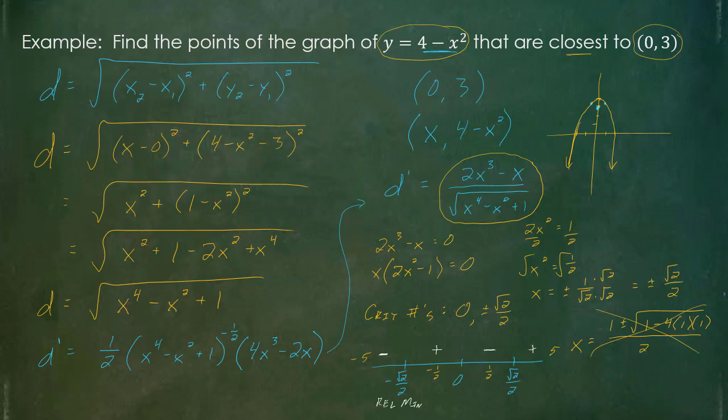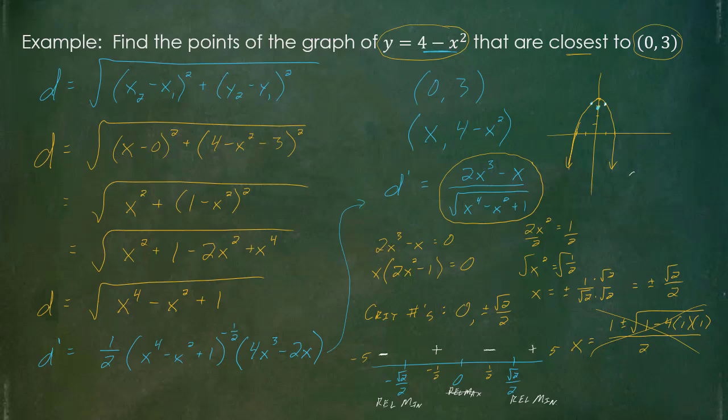At 0, it switched from increasing to decreasing, so that must be a relative maximum. I'm looking for the ones that are closest, so I really don't want that one. And then at rad 2 over 2, it's decreasing, switching to increasing, so that one's also a relative min. So this one, it appears, has 2 points that are the same distance away, which kind of makes sense according to our picture up to the right there.